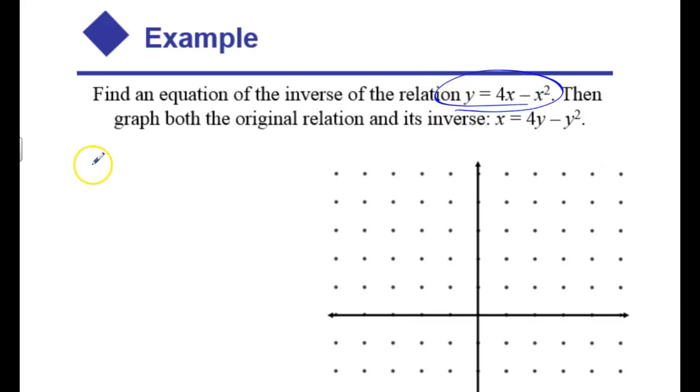Here's a function. If I find its inverse, every time I see an x, I'll write a y, and every time I see a y, I'll write x. Usually functions are defined in terms of y, though, so we need to solve this for y. And in order to do that, we'll need to complete the square.